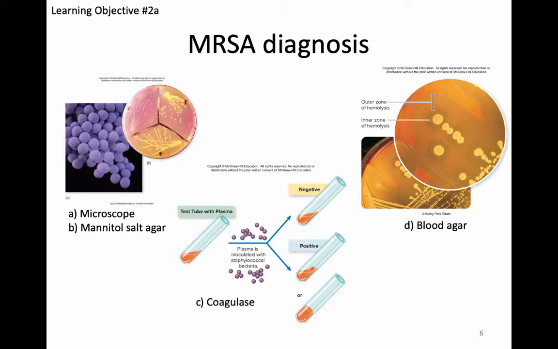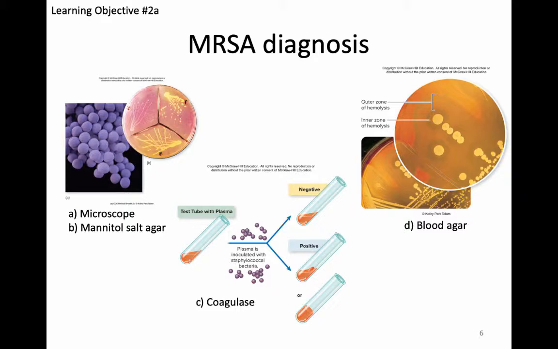Diagnosing MRSA is usually done by taking a swab from the wound and then looking at it under a microscope. MRSA is a gram-positive staphylococcus, so it's going to be rounded in shape, and its arrangement will be grape-like clusters for the staphylo. If the wound contains a lot of different kinds of microbes, you can grow MRSA on mannitol salt agar, which is shown in B.